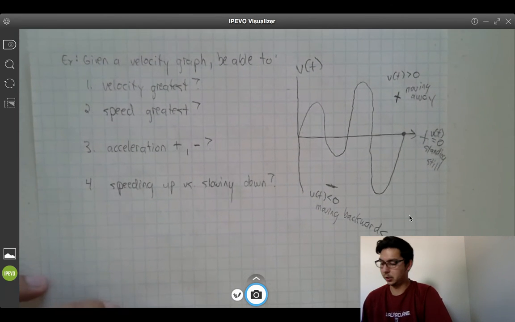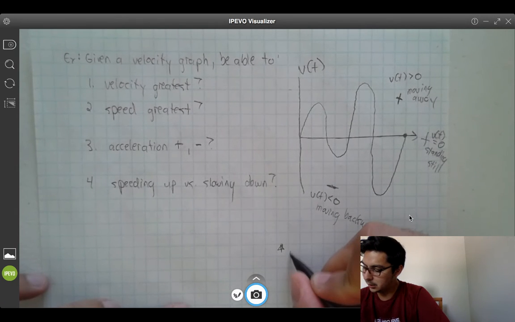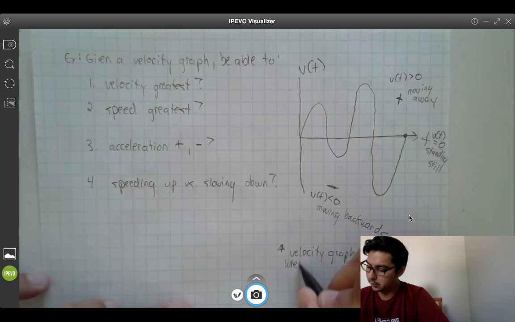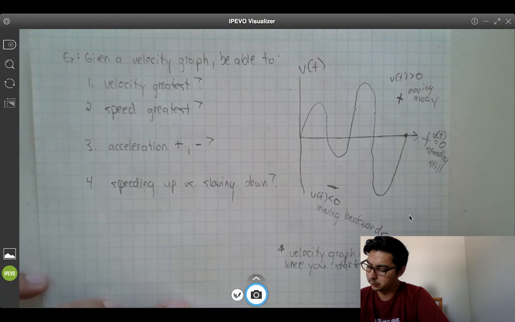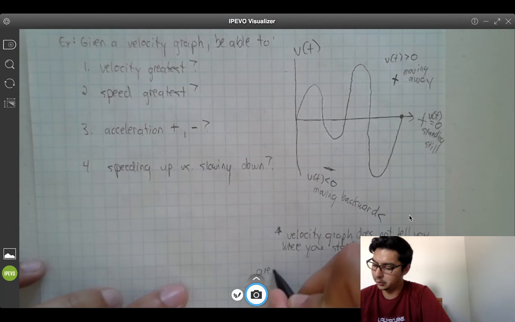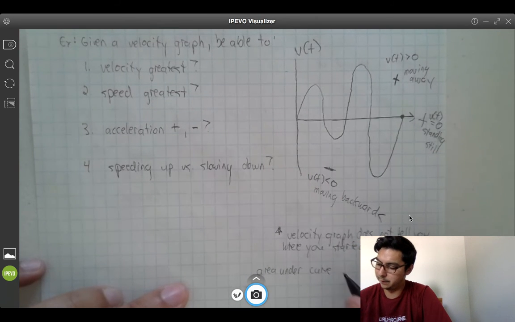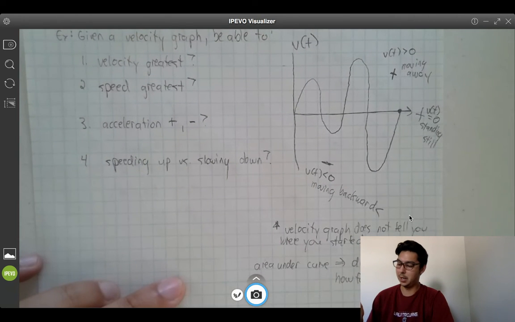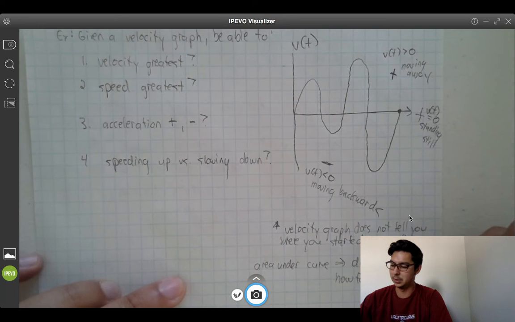Now do note, if you're watching this, I'll put a little star. A velocity graph does not tell you where you started from. You could find how far you traveled. Like if you found an area under the curve, you would find your displacement, which is how far from your initial position you are. But a velocity graph does not tell you where you started from. It does not tell you its initial position. And that's a limitation of velocity graphs.